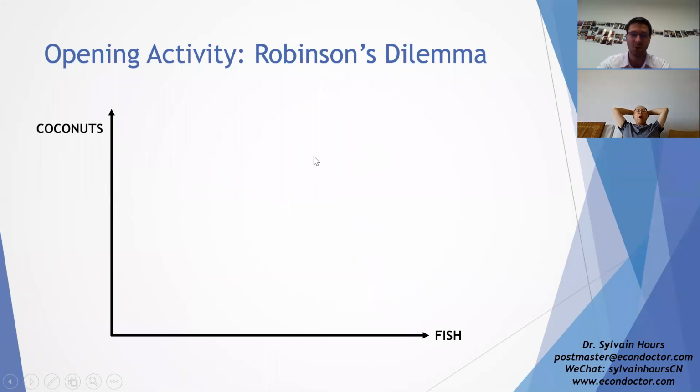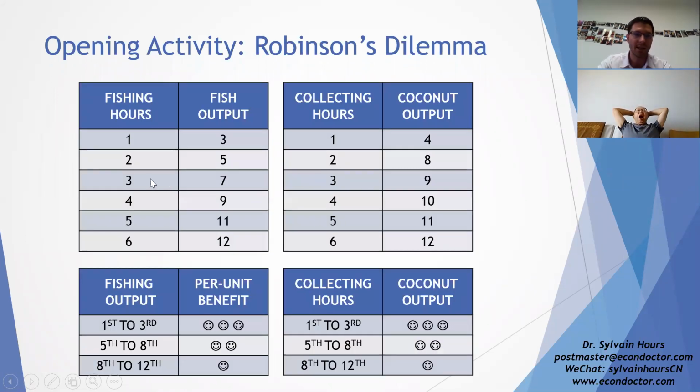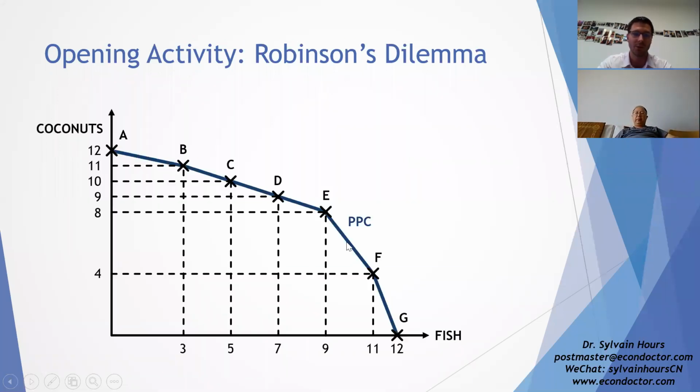So for example, let me go back a bit. If we allocate our time 50-50 between catching fish and collecting coconuts, I will have 7 fishes and 9 coconuts. So it's going to be right here, point D, right? 7 fishes and 9 coconuts. But these points on the production possibility curve only represent the output combinations where Robinson allocates all the time at his disposal to the production of fish and coconut.